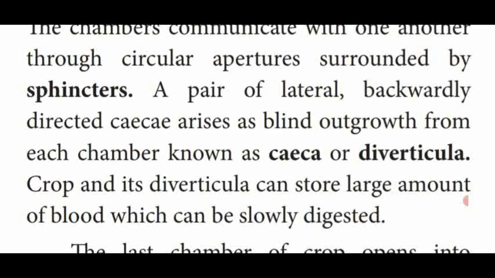These caeca or diverticula present in the crop store a large amount of blood, which can be slowly digested. The blood sucked by the leech is not digested immediately. It is stored in the region called caecum or diverticula. Only later will it be digested by the digestive glands present in the body of the leech.